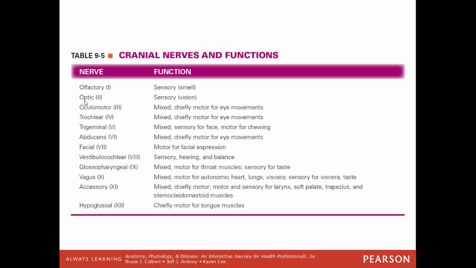Then we have the olfactory, which is smell; optic, vision; oculomotor, movements of the eye; trochlear, other movements of the eye; trigeminal, sensory information for the face and motor function for chewing; abducens, eye movements as well; facial, the motor control of facial expressions; vestibulocochlear, balance and hearing; glossopharyngeal, sensory information for taste and the movement of throat muscles; vagus nerve, sensory information to the viscera, autonomic heart and lung function. Accessory will include motor and sensory information for the voice box, soft palate, and muscles of the neck. And number 12, hypoglossal. The chief motor function is the tongue muscles.